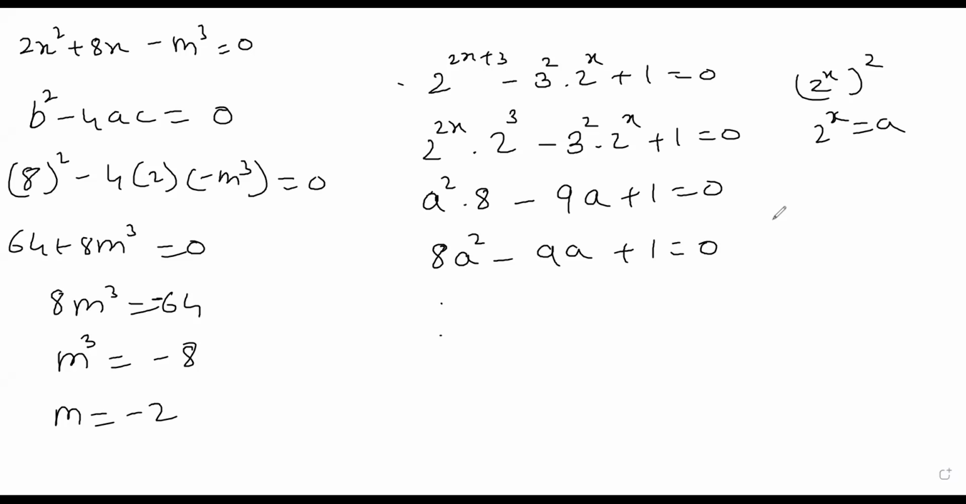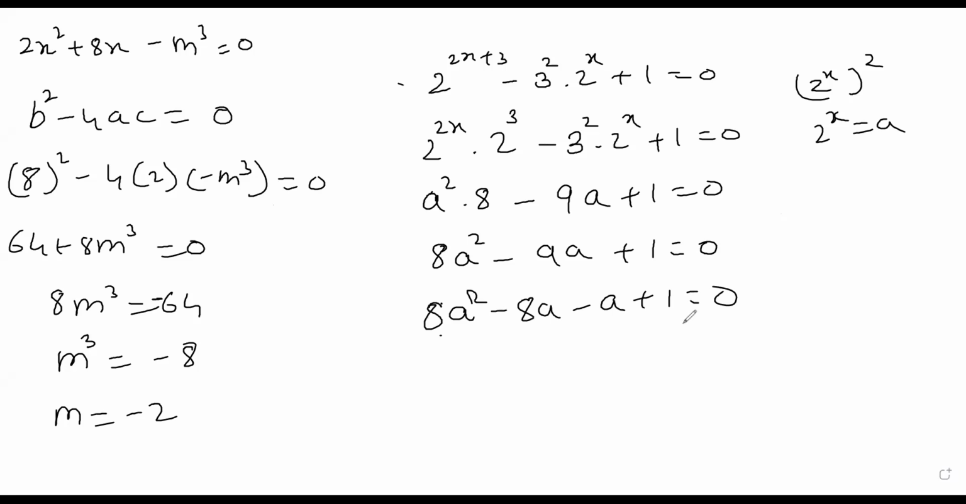The solution of the quadratic equation was wrong. It has to be written like this: 8a minus a square minus 8a minus a plus 1 is equal to 0, क्योंकि multiplication जो है वो minus 8 है और addition जो है वो minus 9 है. So we will put it here.